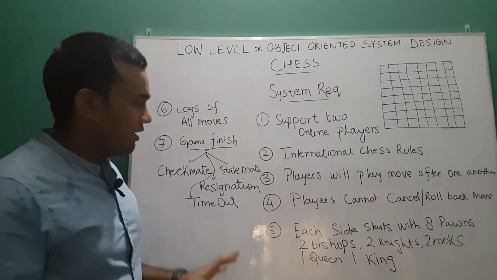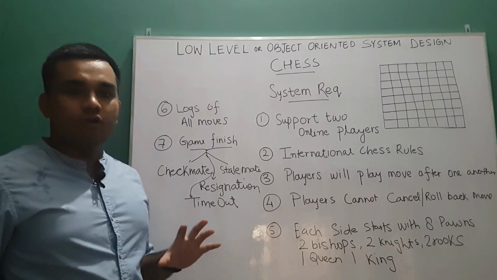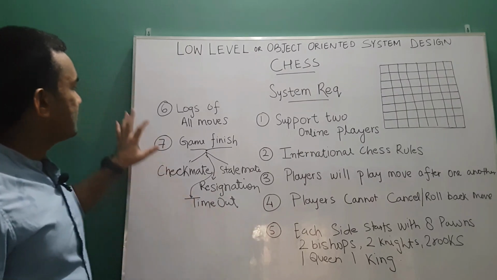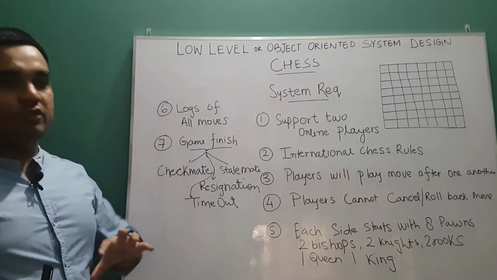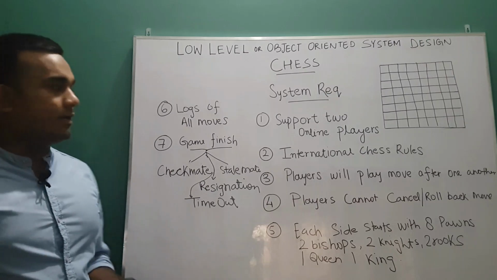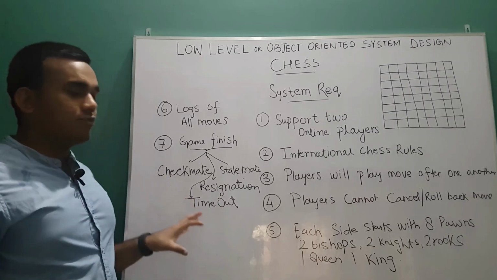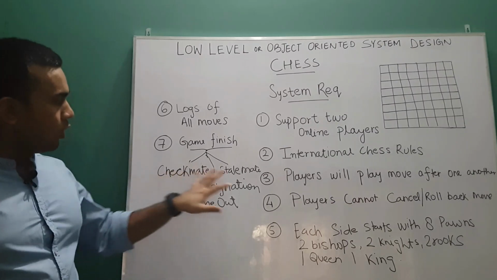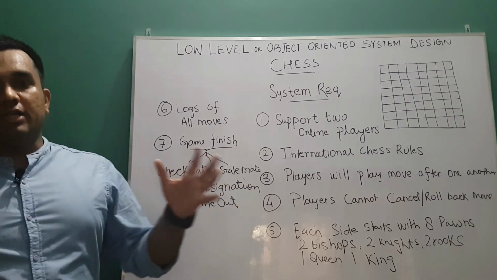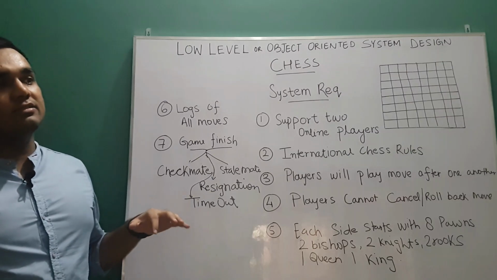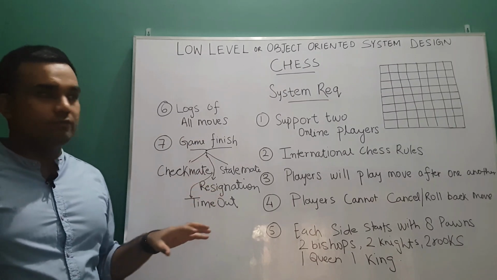The fifth one is every side will start with 8 pawns, 2 bishops, 2 knights, 2 rooks, 1 queen and 1 king. The sixth requirement is we have to keep logs of all the moves which player 1 and player 2 have played. And the last one is how the game will finish. The game will finish when there is a checkmate, or a stalemate, or if a player resigns, or if a timeout of the other player happens, in which case the first player will win. If you don't know what stalemate is, please go and read about that concept.